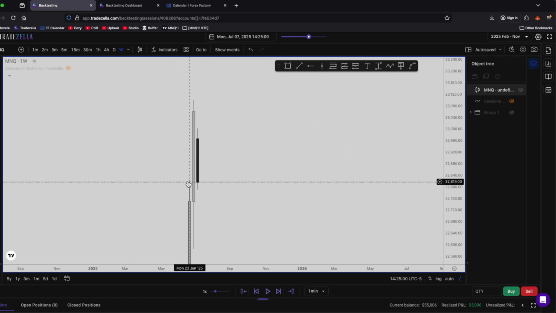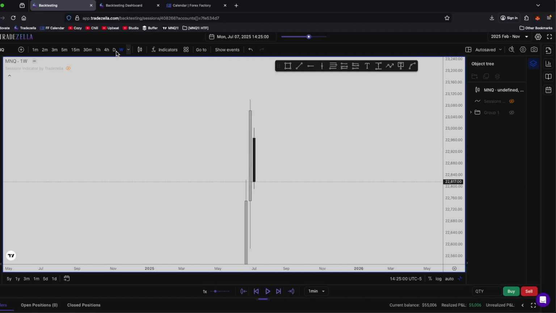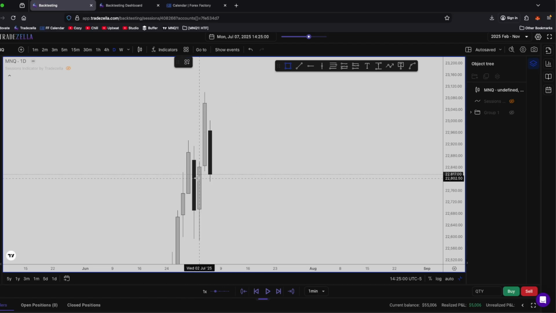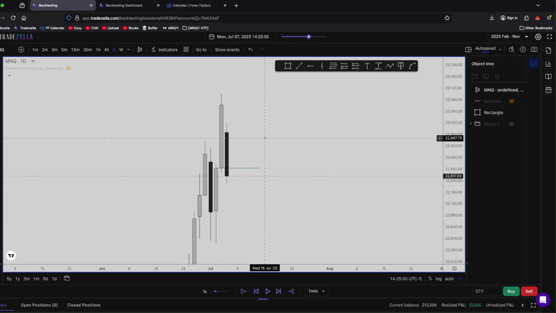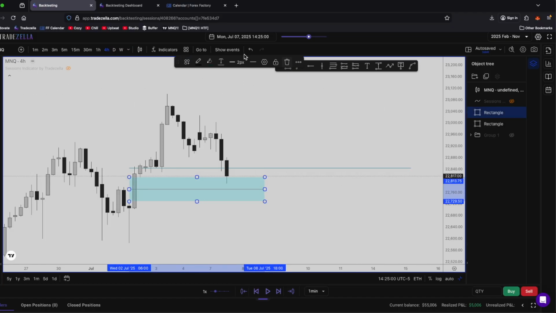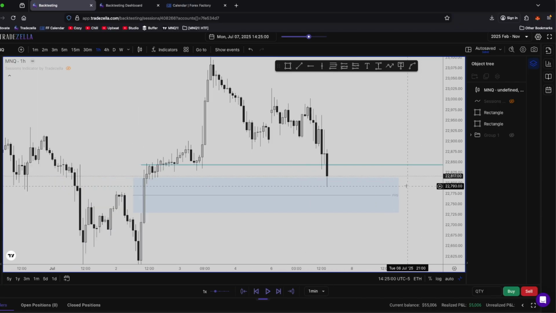Here on the weekly, we've tapped down and filled in that inefficiency. So this could be the low of the week, potentially, if the week is going to be bullish. On the daily, we tapped into this daily volume imbalance. Those are pretty dang powerful. We're below it though. Tapped into this 4-hour fair value gap. Took all the 1-hour liquidity right through here. So all that's taken.